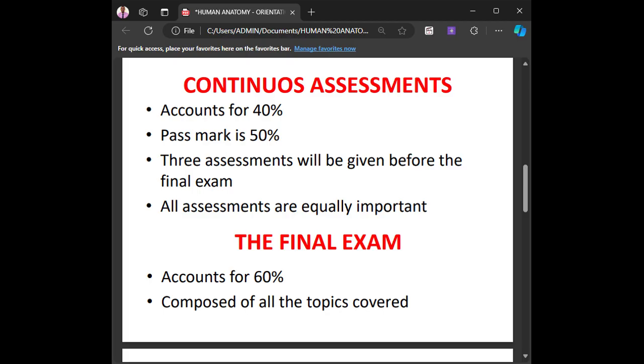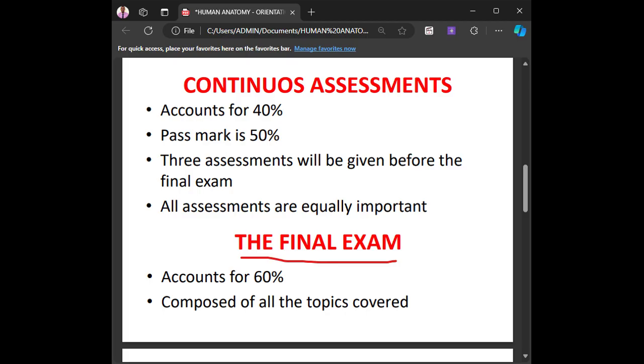All right. So now with regards to the final exam, it basically accounts for 60%. By the way, you must always clear your continuous assessment, of which out of 40% you must get a minimum of 20% in order for you to qualify to sit for the final exam. So back to the final exam. The final exam accounts for 60%. Okay, out of the 100%, 40% is for the continuous assessments, and then 60% is for the final exam.